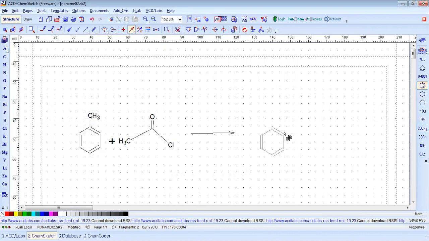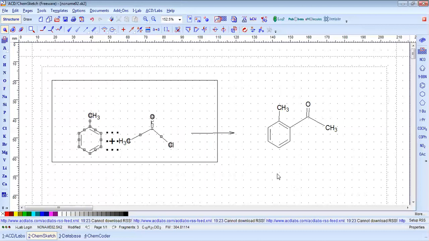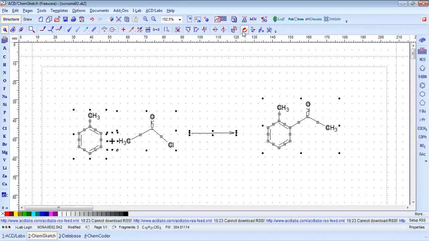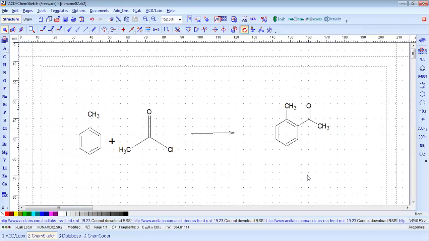Again select benzene ring, methyl group. Suppose it is ortho directing. So I will put it here. So now the structure is ready. Bonds are not even. Go for selection, select all structures and go for clean. So now the conditions are fine. Our structure is fine.